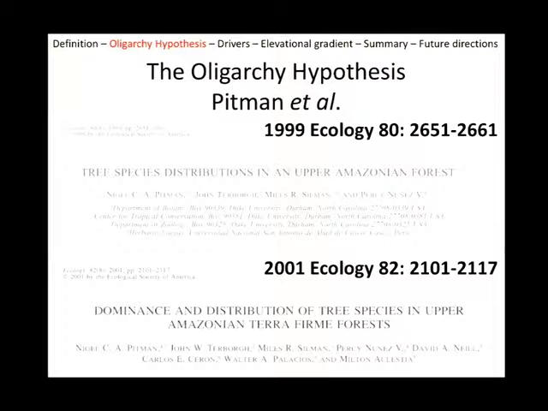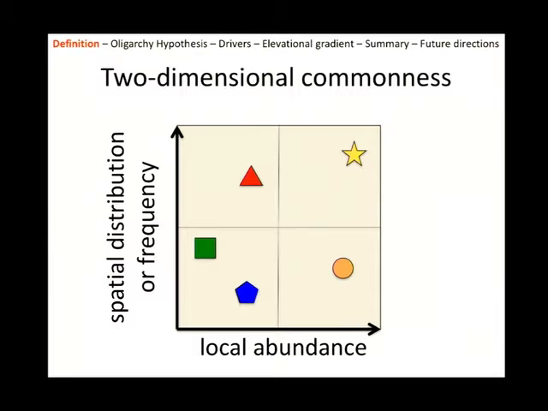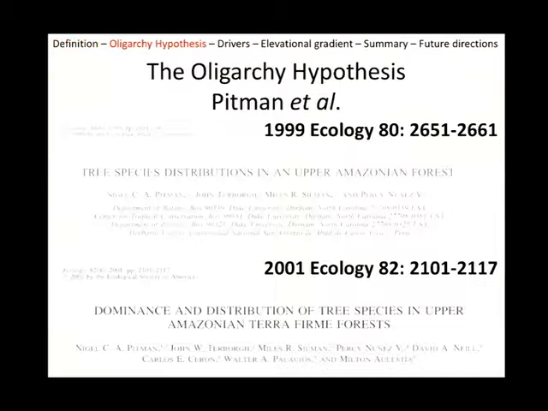They reported that in tropical Amazonian forests in western Amazon, most of the trees, most of the individuals belong to a limited set of frequent and abundant species. They call these species oligarchic species. And an oligarchic species is something like this yellow star. And they reported also that these locally or regionally dominant species tend to be the same species in different regions across the Amazon.